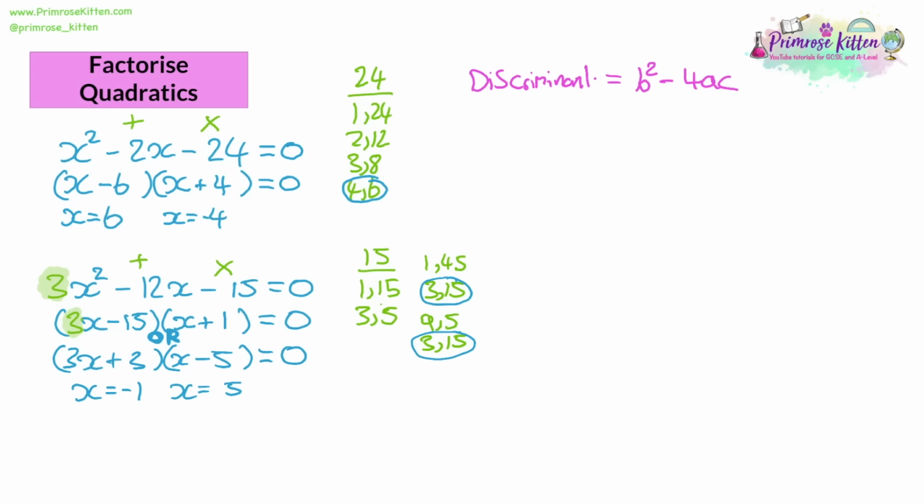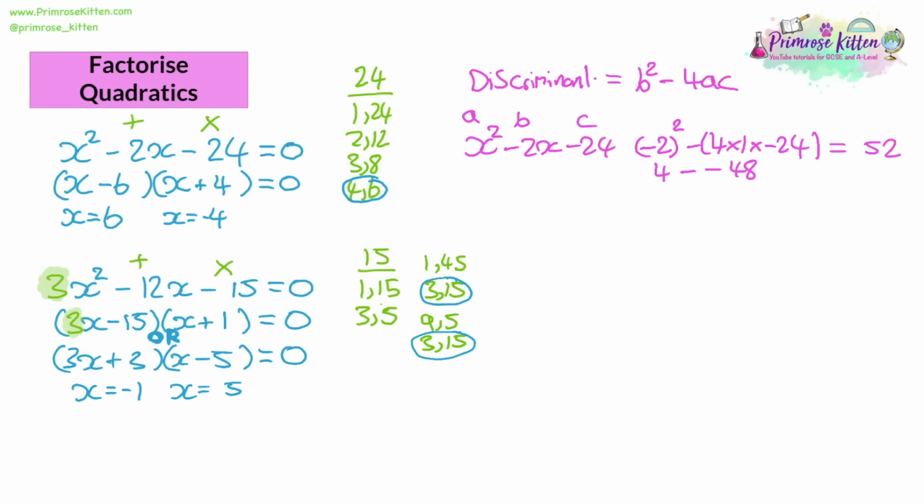So let's have a look first at the x squared minus 2x minus 24 that we started with. A is the coefficient on the x squared. In this case, it's 1 if there's no number. B is the coefficient on the x, and C is the number at the end. So b squared will be negative 2 squared, take away 4 times a, which is 1, times c, which is negative 24. That's going to give 4 take away a negative 48, which altogether is going to give us 52. Now, what does this tell us about the number of roots? Well, we're going to leave that for a moment and come back to this.